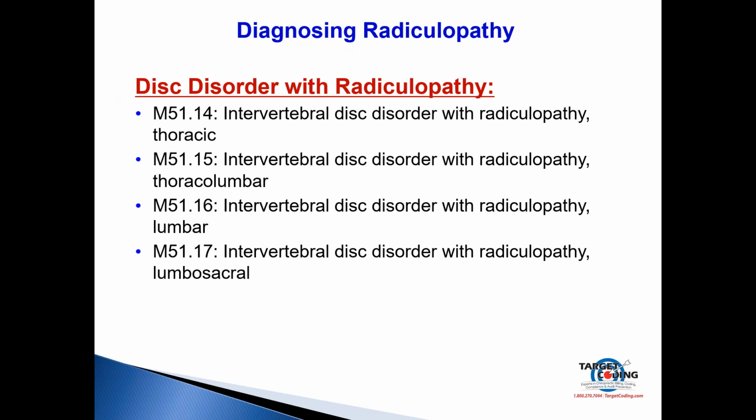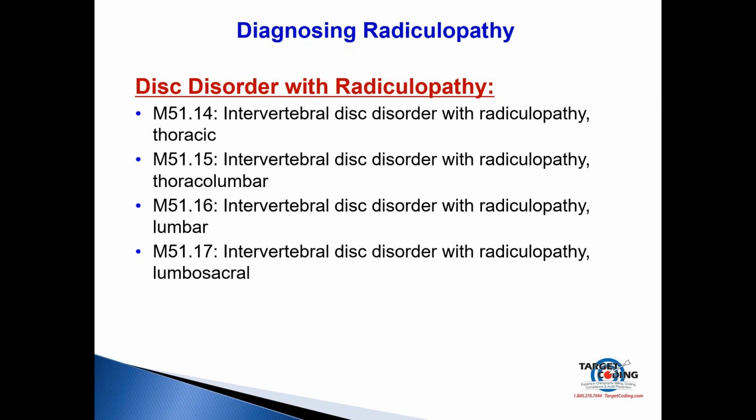Let's take a look at the thoracic region. So we have disc disorder with radiculopathy in the thoracic region. That's M51.14. Thoracolumbar junction, M51.15. Lumbar radiculopathy with disc disorder is M51.16. Wait a second, how come we don't have one at L1, L2, L2, L3, L3, L4, L4, L5? Doesn't exist. We have the specific bones in the cervical region. ICD-10 does not include specific bones for disc disorder with radiculopathy in the thoracic or lumbar region. Why? I'm not sure.